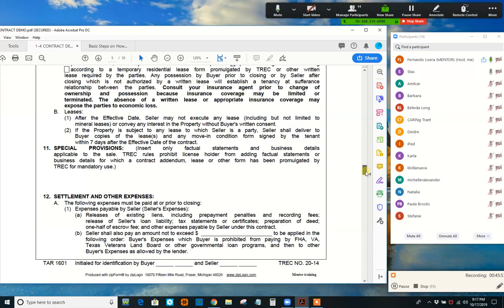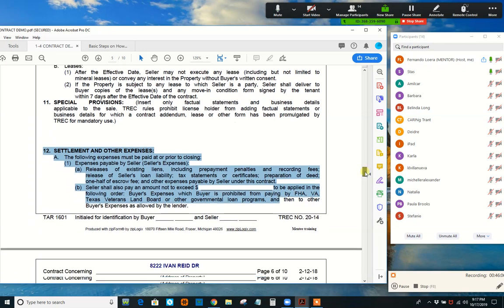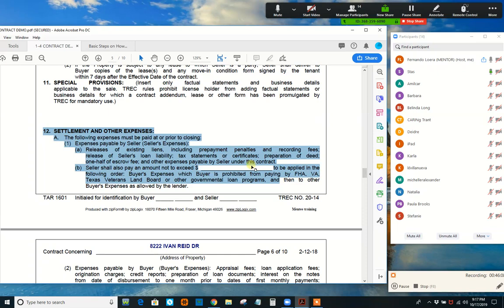Upon closing, paragraph 12A1B. This is my favorite paragraph when I'm representing the buyer. Memorize it. Actually, can you tell me about this again? So settlement and other expenses. Sure. So why does the loan officer, the mortgage lender, need to approve it?